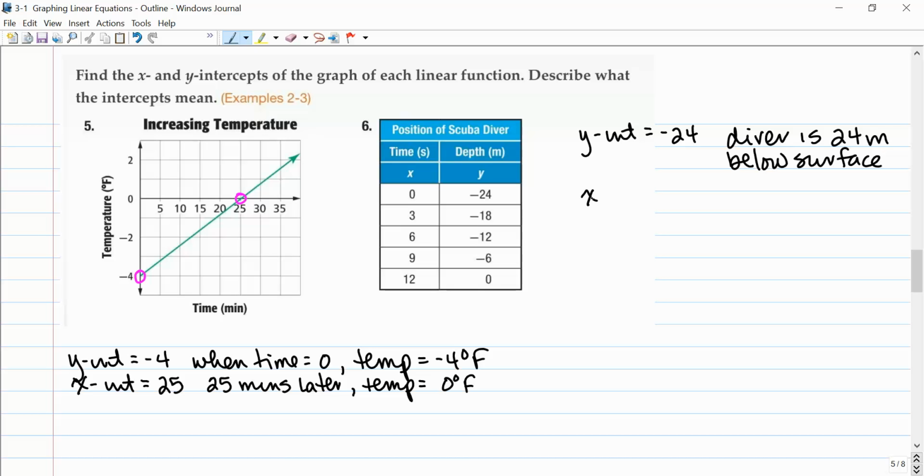And my x-intercept is going to be the value of x when y is 0, and that's 12. So that means that 12 seconds later, the diver's depth is 0, or in other words, he's on the surface.